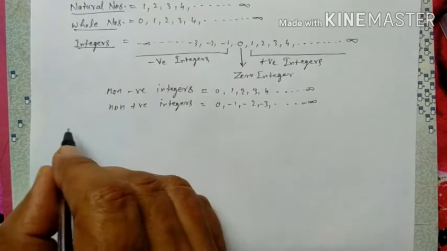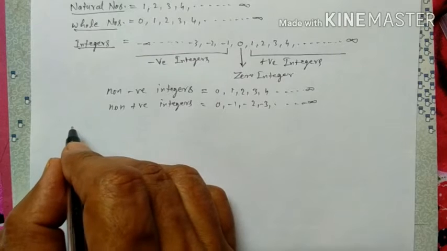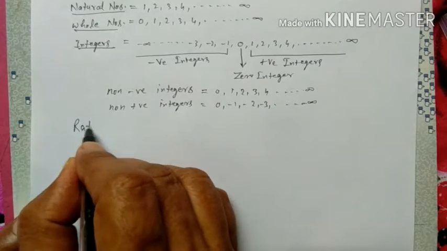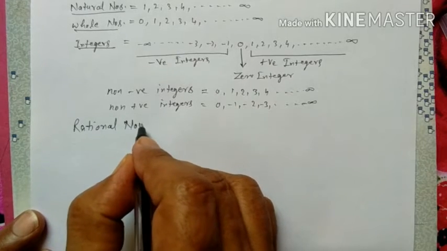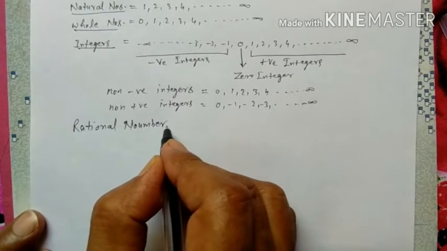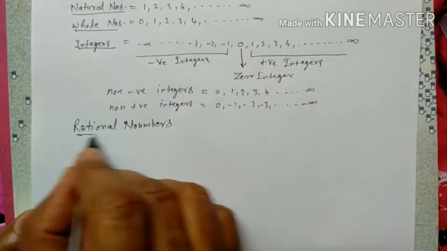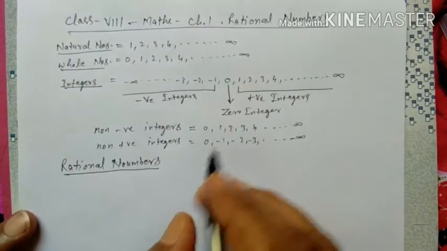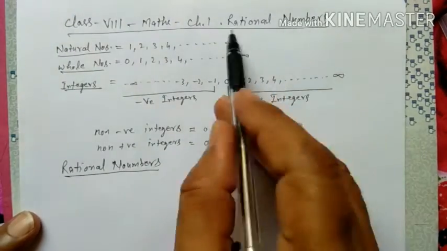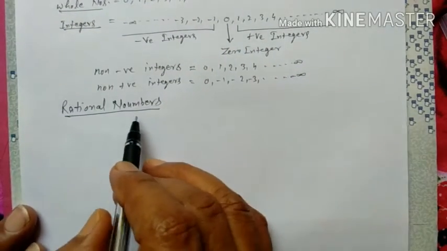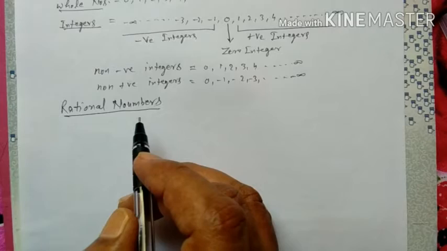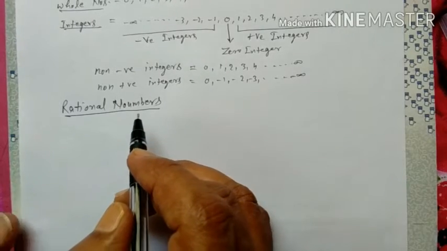After this, the next number is rational numbers. This is our topic. The name of the chapter is rational numbers. So what is a rational number? Any number written in the form of p by q is known as a rational number.